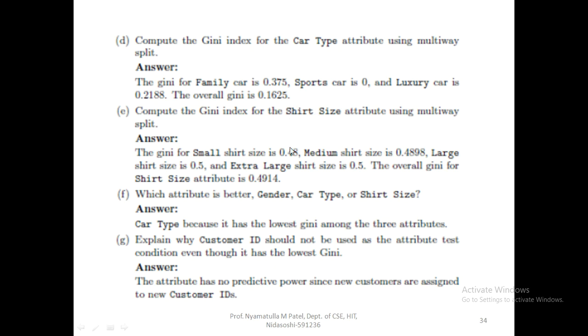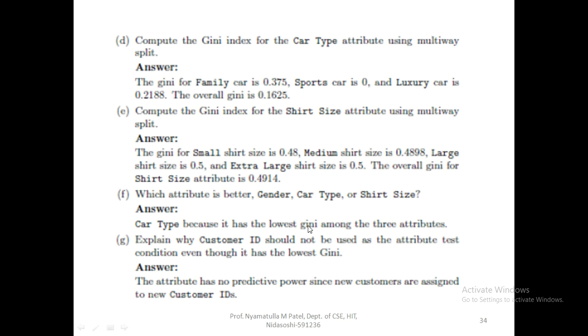Now, shirt size. For small shirt size the Gini index is 0.48, for medium 0.4898, for large 0.5 and extra large is 0.5. The overall is the multiplication of all these things and addition will give you an overall Gini of 0.49. Which attribute is better, gender, car type or shirt size? Car type, because it has the lowest Gini among all these three.